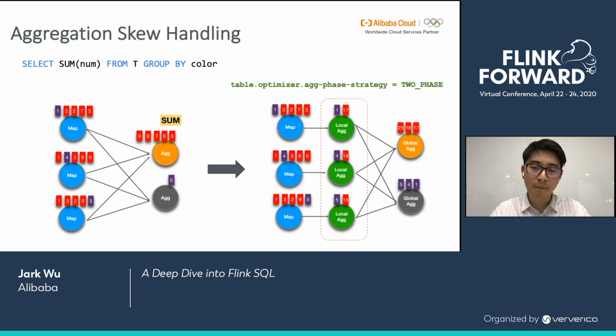So we introduced a local aggregation chain after the map operator before shuffling. We call it the two-phase optimization.